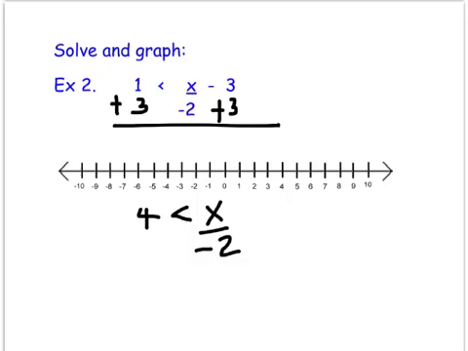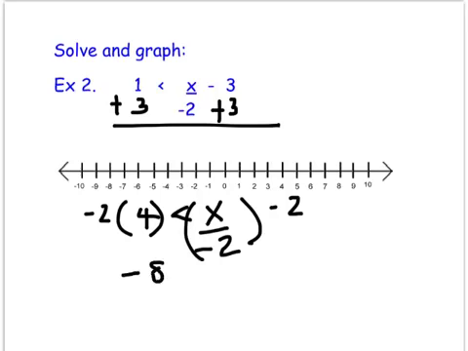Now how do I get x by itself? I'm going to multiply both sides by negative 2. And I know when I multiply or divide by a negative, what happens to the sign? This sign flips. Flip. So I get negative 8 is greater than x. But what do I got to do again? I got to flip it again because x is on this side. So I'm going to say x is less than negative 8.